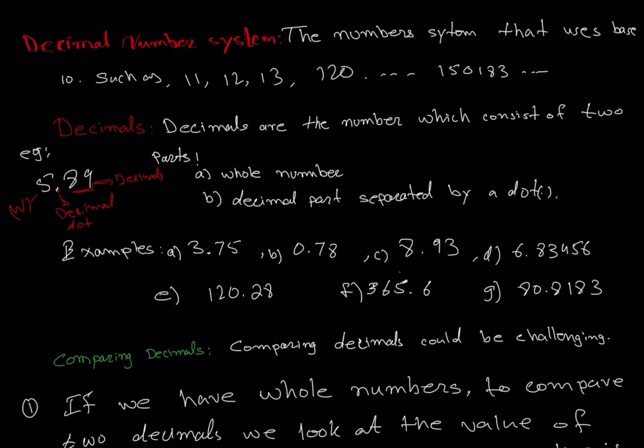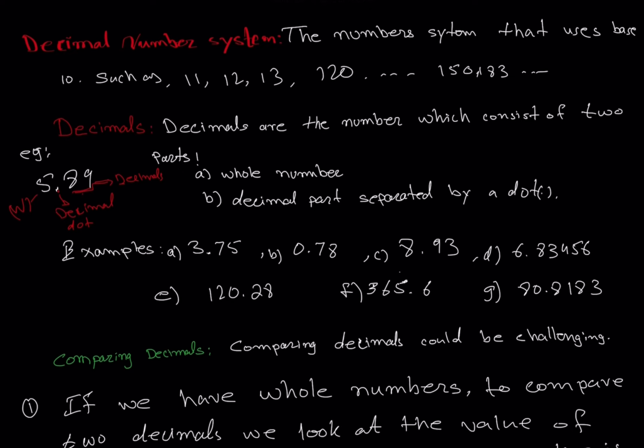Decimal number system: the number system that has a base of 10, such as 11, 12, 13, 120, and all the way to any number that you can think of, like 150, 183. They have a base 10. So that's the decimal number system.